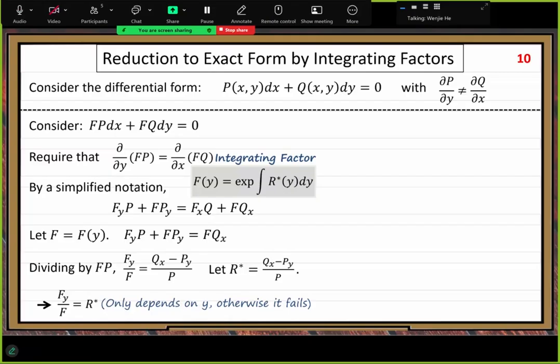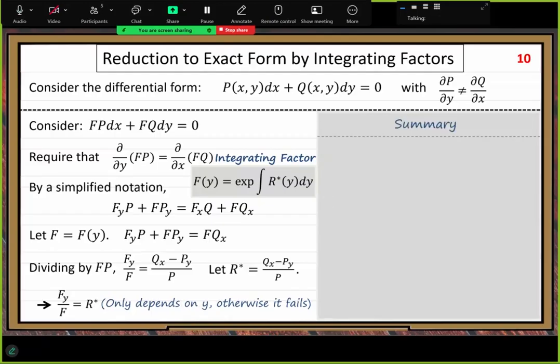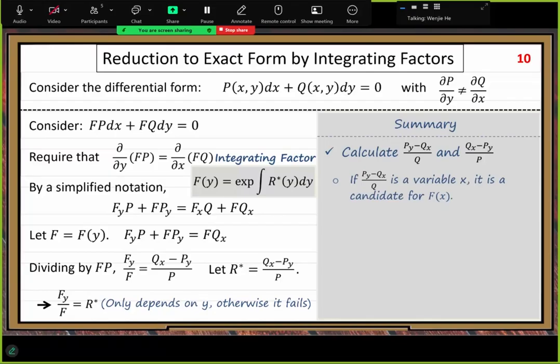So let's continue and complete the remaining slide. A summary. You can try those two relatively simple ways before you try some harder way. So you calculate these two expressions and check.